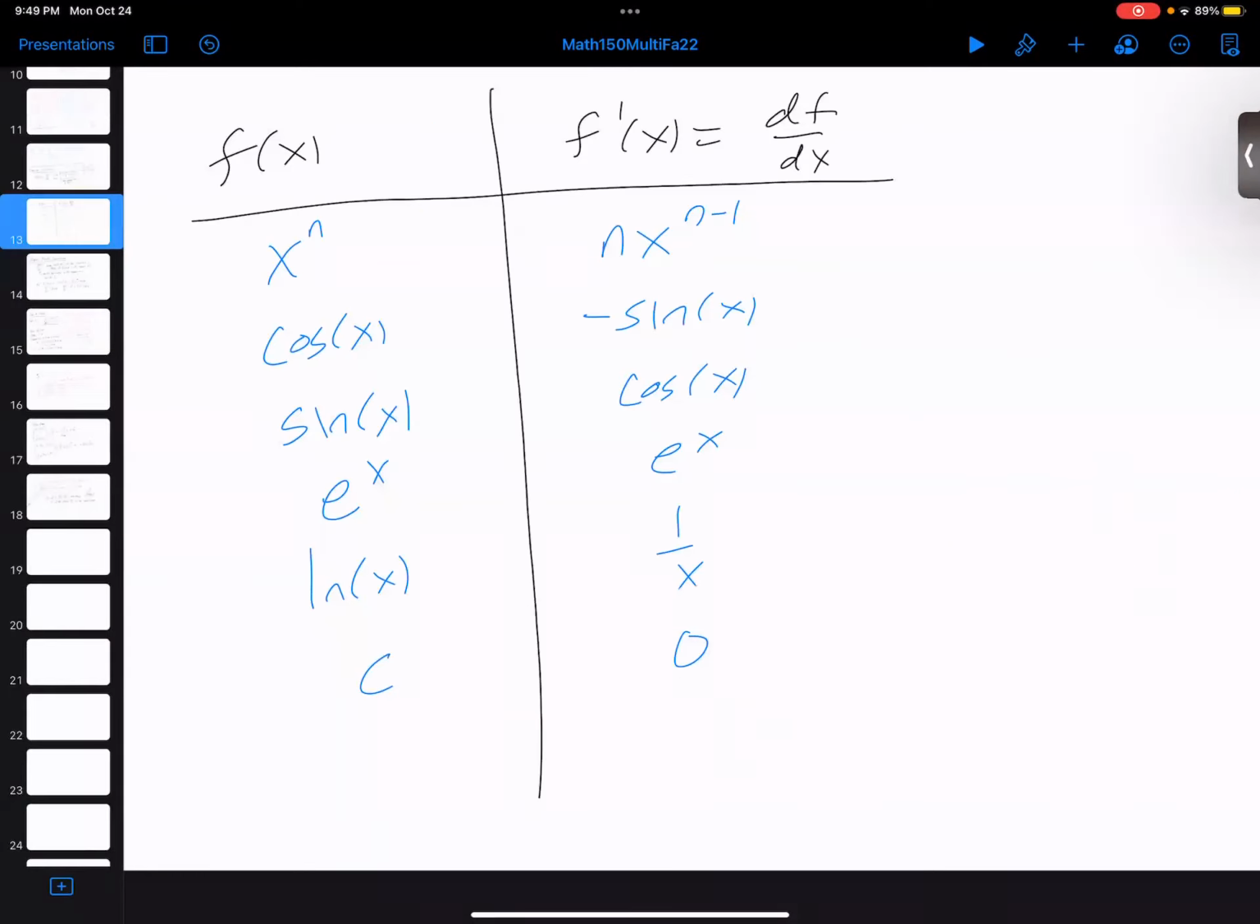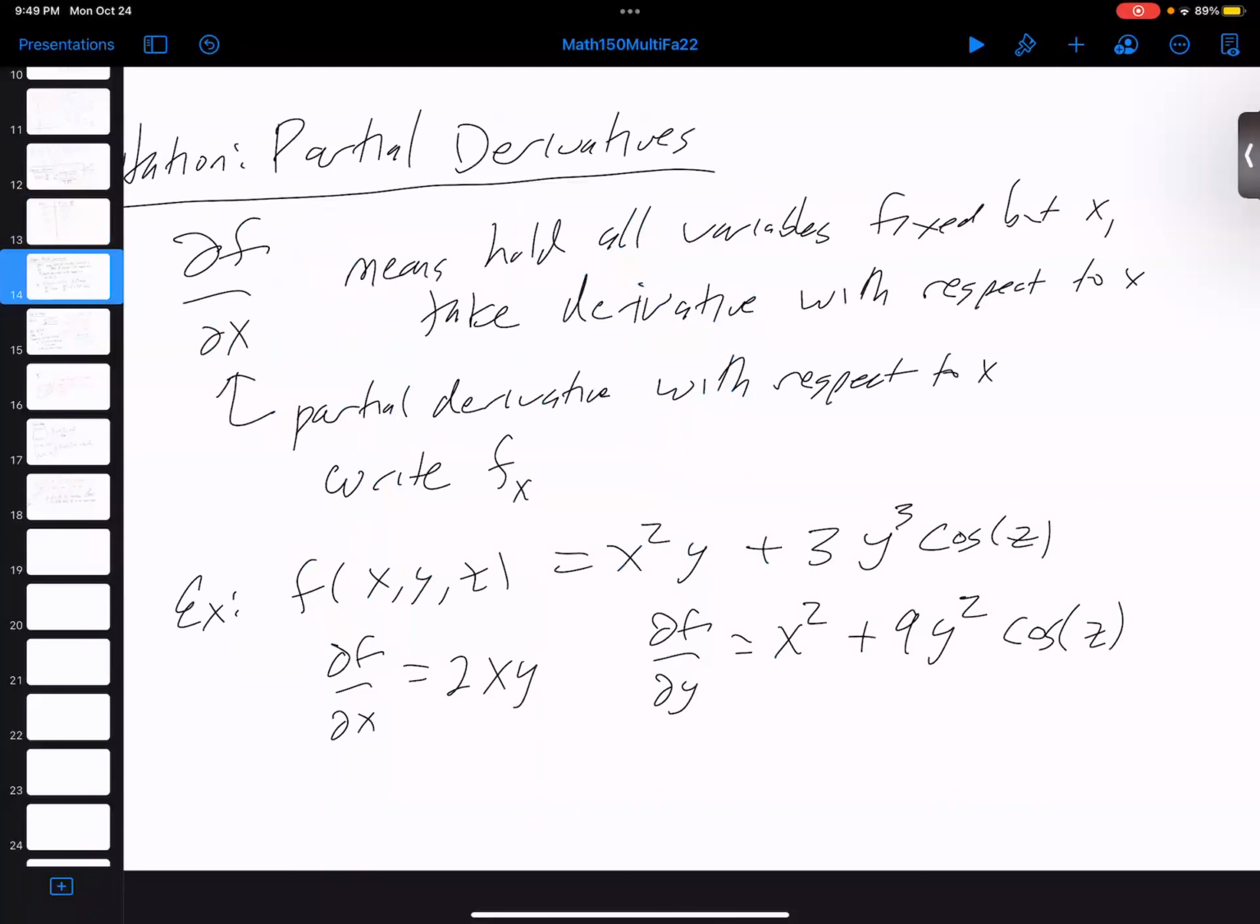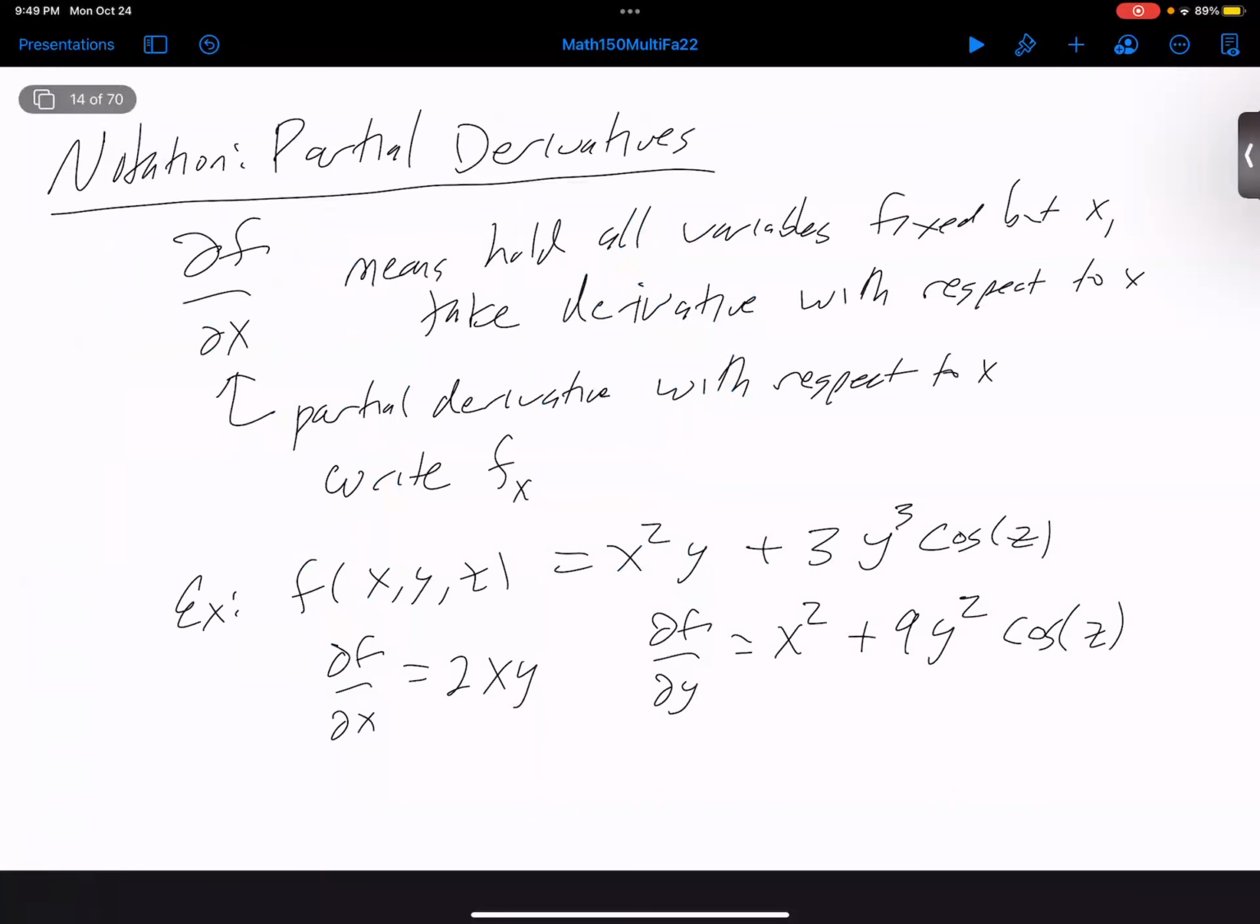We talked about derivatives of standard functions. We talked about how a partial derivative is really the same as a regular derivative. When you have more than one variable, this just means hold every variable fixed but the one you denote. And so this is a generalization of the df/dx notation from before. We're now using a curly d to denote that it's a partial derivative. We sometimes write f sub x to mean the derivative with respect to the variable x.